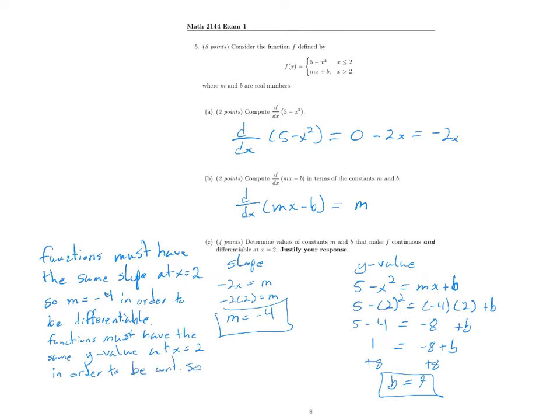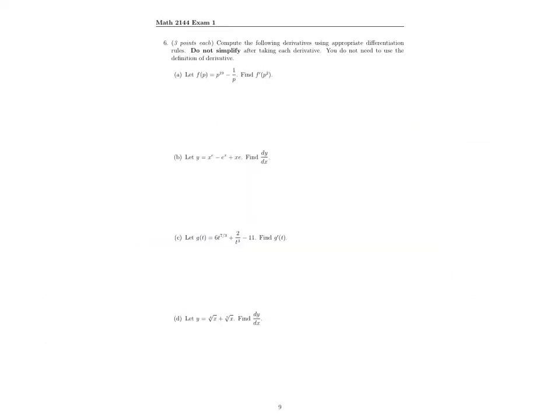So b equals 9. So here we're asked to just take the derivative of the following equations. If we're told that f of p equals p to the 19th minus 1 over p, we want to find f prime of p squared.